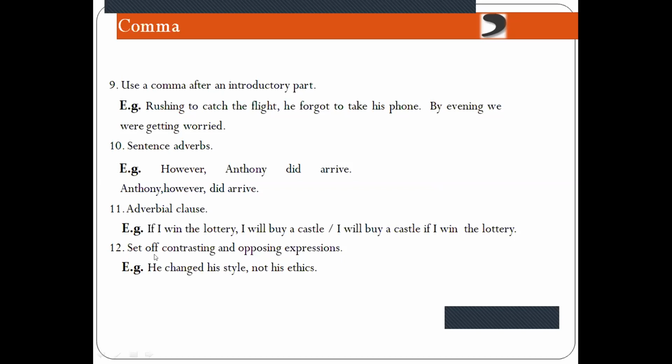Number 12, set off contrasting and opposing expressions. He changed his style, not his ethics. So I think you understand that.